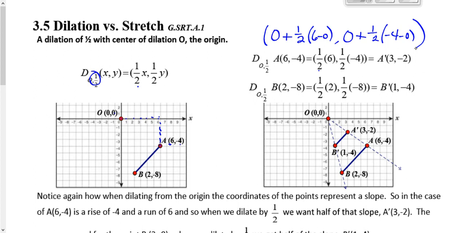Okay. So this side is my new run, and this was the rise. But what is half of 6? And what's 0 plus 3? And then half of -4 is what? What's 0 plus -2? Does that make sense? So maybe some of you are starting to think, okay, if the center's not at 0, 0, how are we going to do this? And so it became a reduction. We just took half of that. So we get 3, -2 for that one. Did it for both of them.